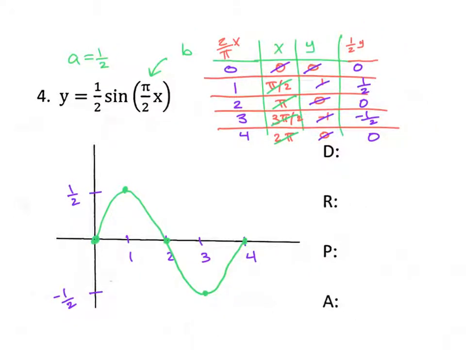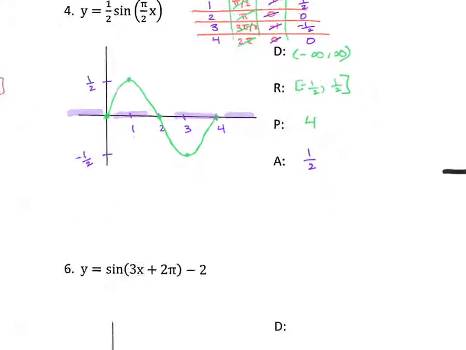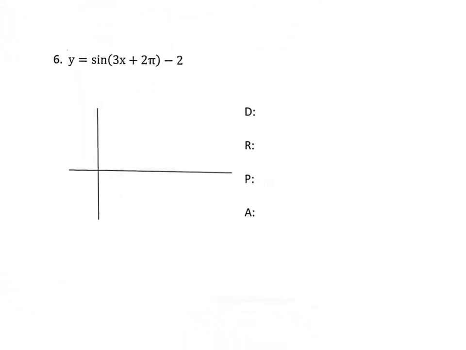So the domain is going to be negative infinity to infinity. The range is going to be oscillating between -1/2 and 1/2. The period, it starts from 0 all the way to 4, so that my period is 4. And the amplitude is going to be from the midline to the highest point, which is 1/2. Okay? Now let's move on to number 6, and I want you to do this completely on your own.